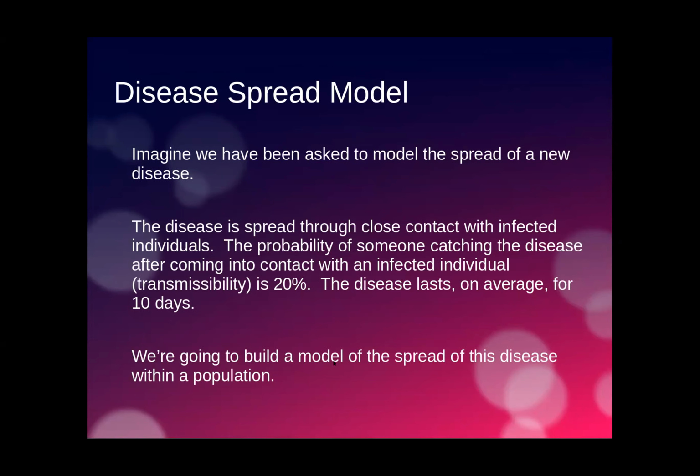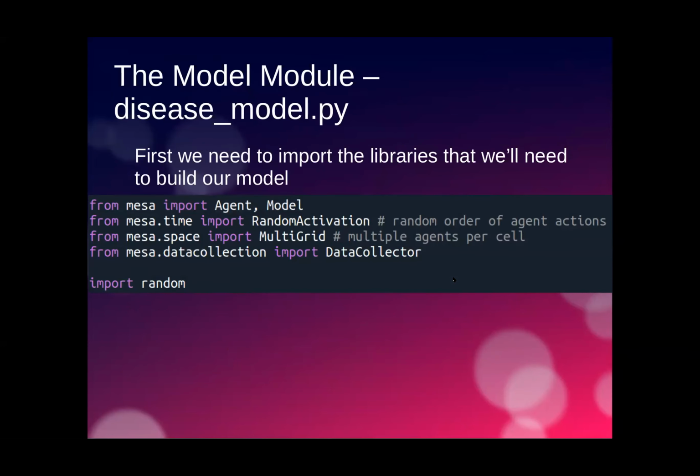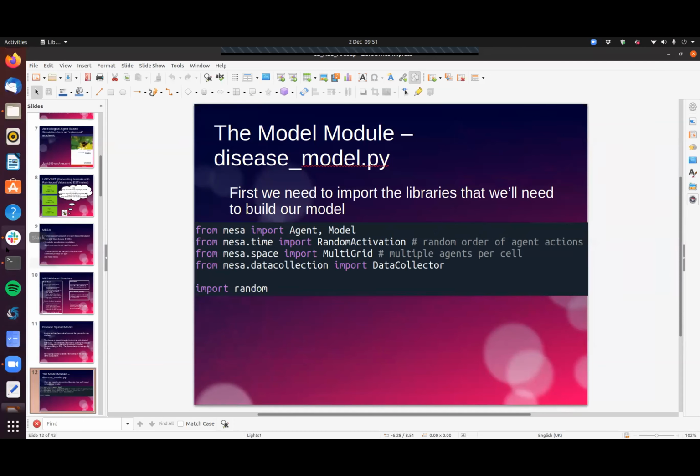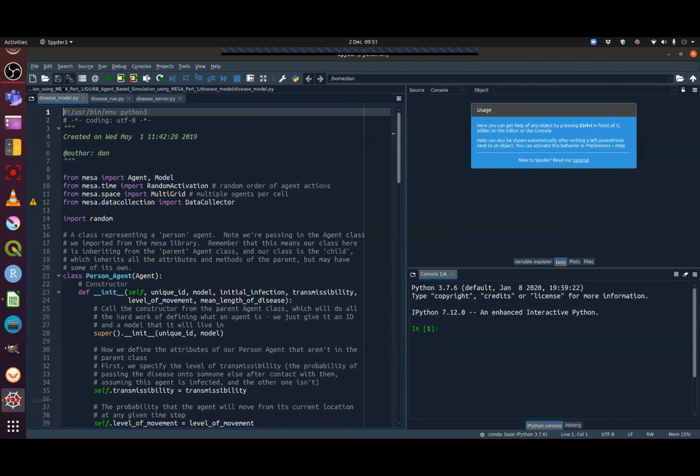So what we're going to do is build up a model of the spread of this disease within a population. This is a classic way in which we can show you how an agent-based simulation works. Okay, so the first thing we're going to do is import the libraries that we need to build a model. So I'm going to flip over to Spyder. Here we are. Okay, so we can see at the top, we're going to import the libraries that we want. These are the libraries from Mesa that we're going to import.